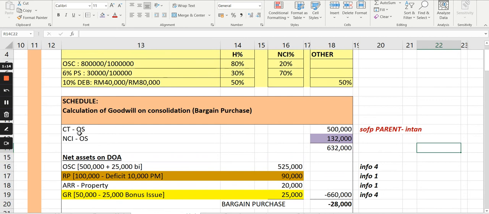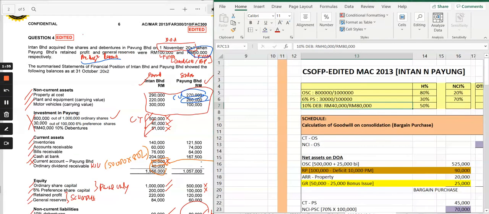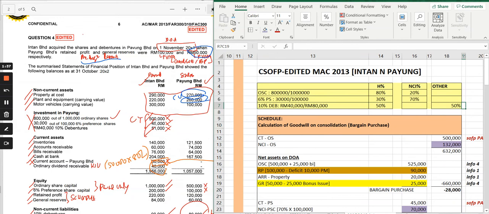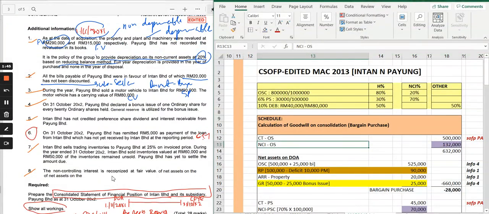So first I'm calculating the goodwill for ordinary shares. This 500,000 is the consideration transferred. You can get that from the SOFP of the parent, meaning that you can go and check your investment in the parent, 500,000, and you will be able to find out your consideration transferred. Then the non-controlling interest: since you have been informed here, the non-controlling interest is recognized at the fair value of the net asset on the date of acquisition, right?